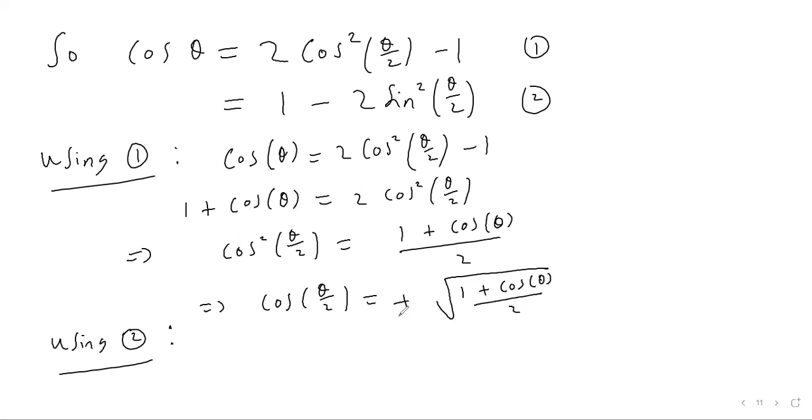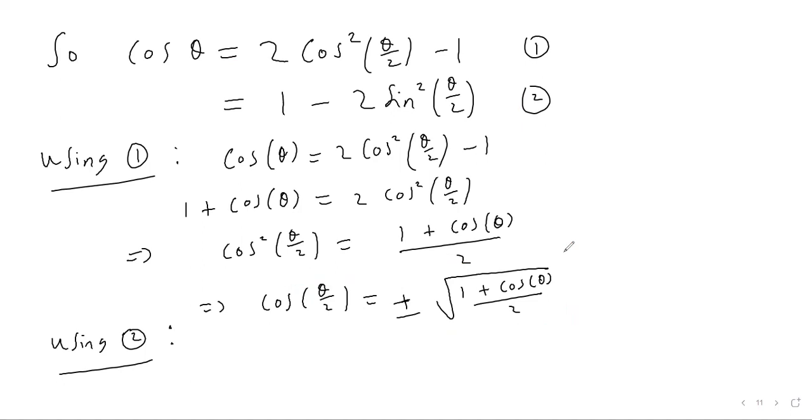And technically plus or minus as well, because cos values on a cos graph can be either positive or negative. So technically you could have a positive and negative solution as well. So that would be your half angle formula for cos. Let me just put a box around that. So that is the half angle formula for cos.